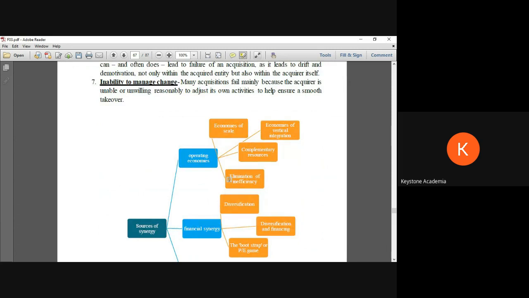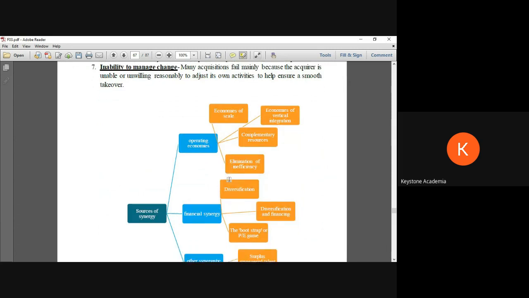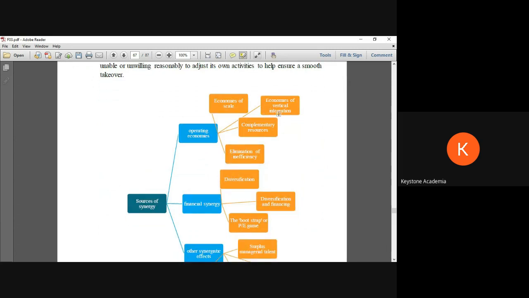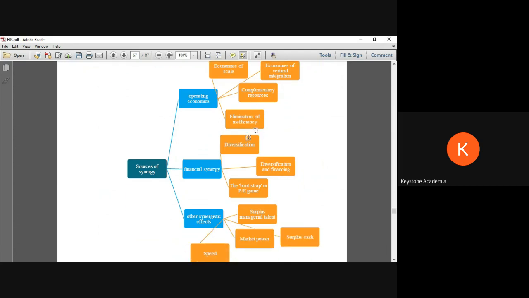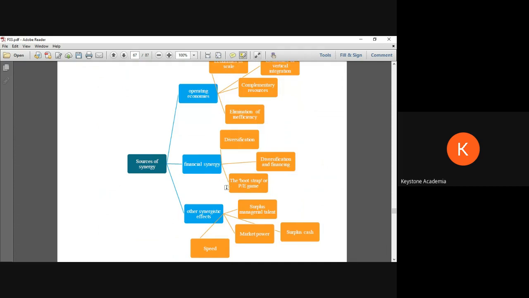What kind of synergies do companies usually get? Economies of scale, economies of vertical integration. They can get complementary resources. Obviously, synergy is more when you are getting a business in your own industry, especially horizontal. Financial synergies can also be there, diversity in financing. Through P/E, we can show a higher valuation to the business. Other synergies can be managerial talent, market, or cash. Sometimes we just acquire because of the cash, speed.